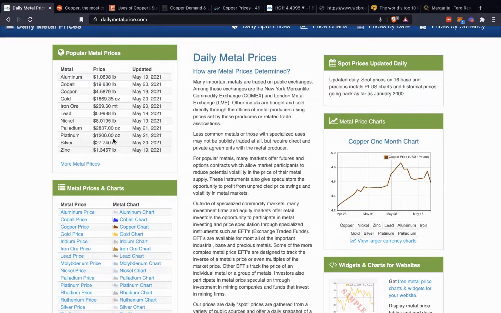So if we look here, these are just the top metals they have listed. If we're just looking by price, it's all relative, obviously, to the supply and what they're measuring by.